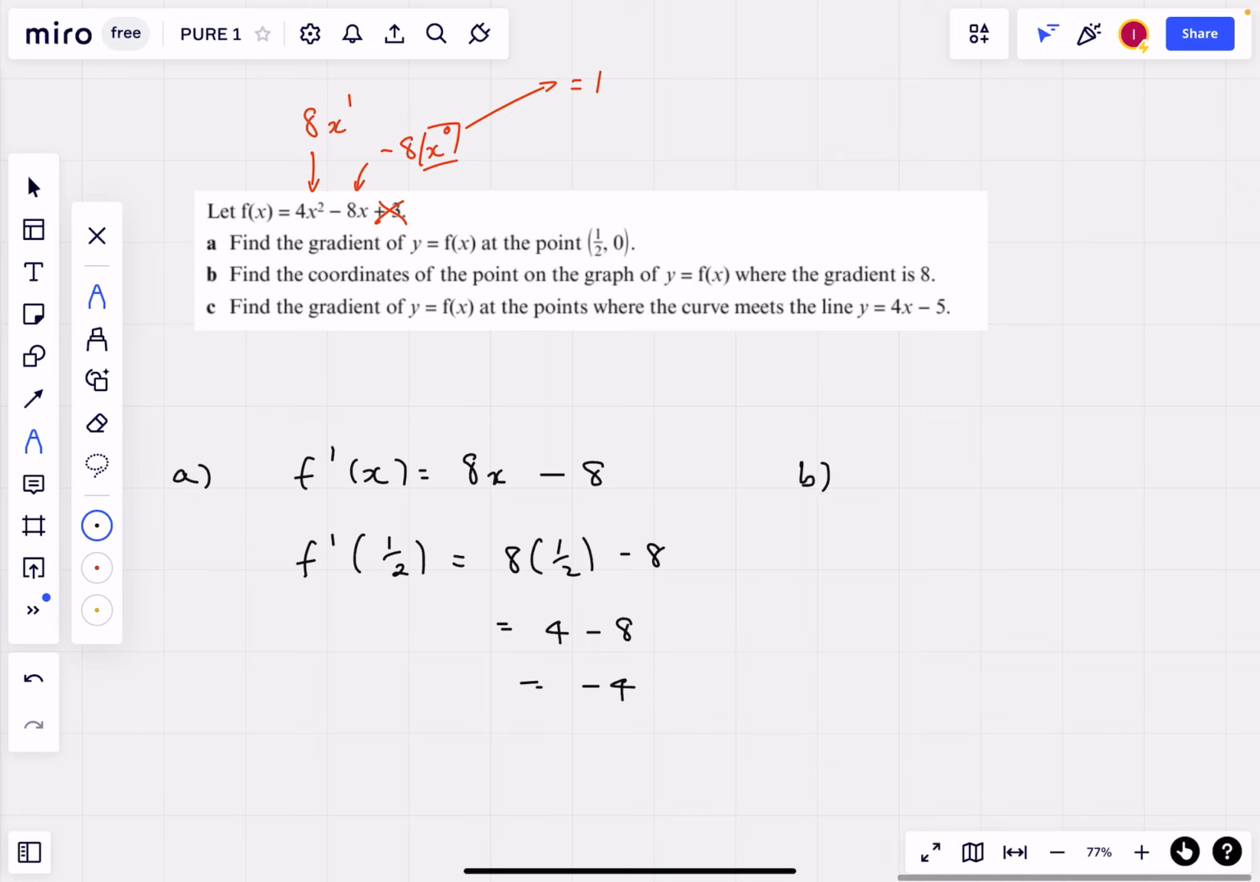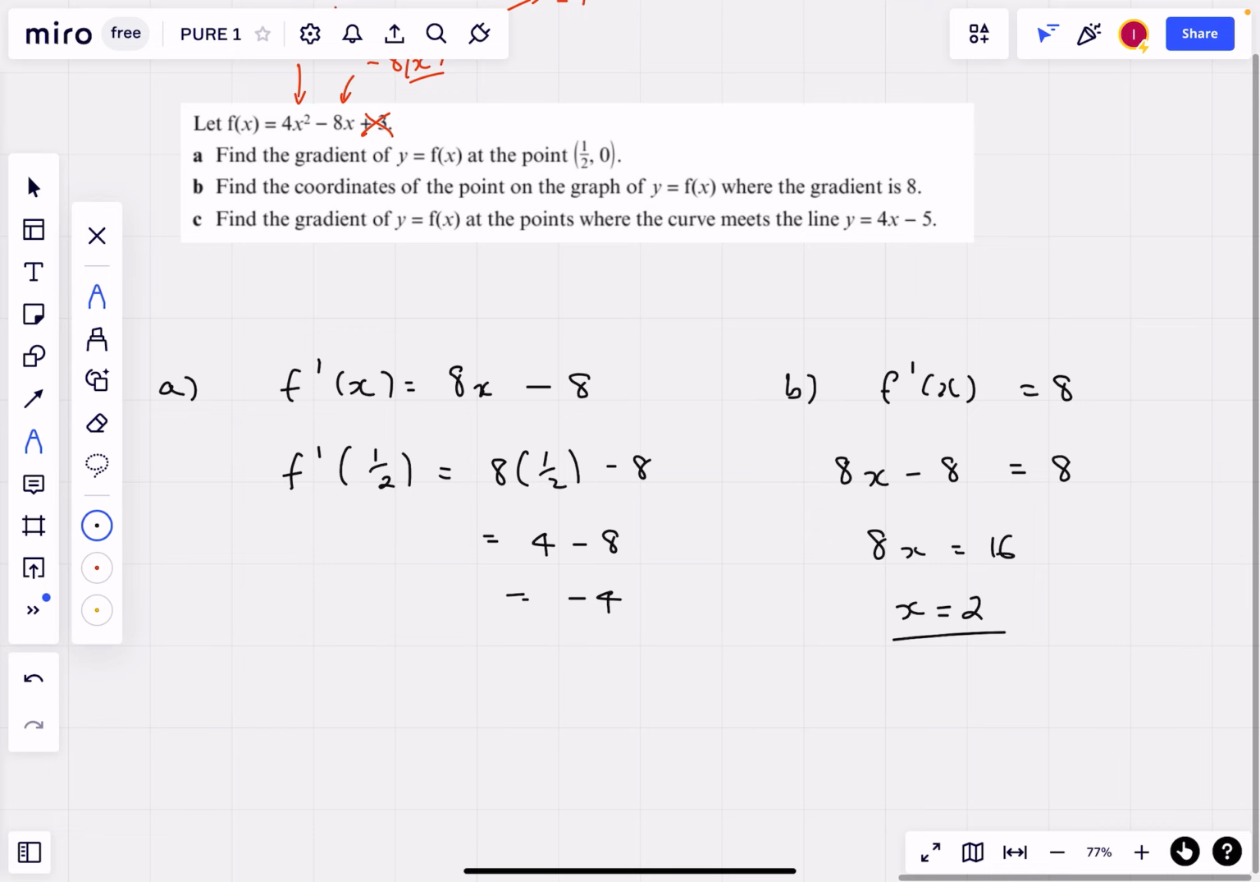Part B. Find the coordinates of the point on the graph of y equals f(x) where the gradient is 8. So where the gradient is 8. We worked out the equation for the gradient. 8x minus 8 equals 8. 8x equals 16. x is going to equal 2. That is your x coordinate.